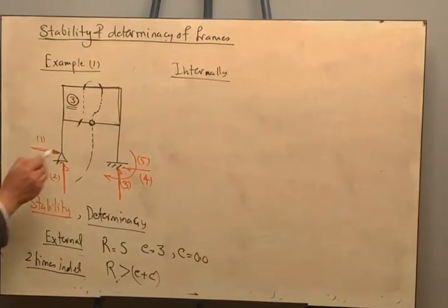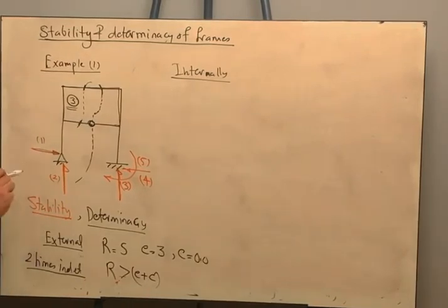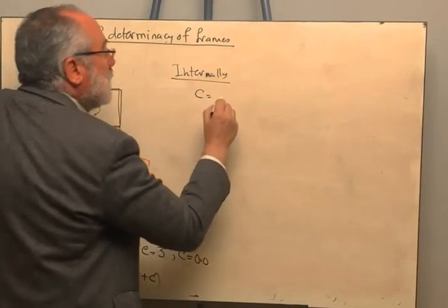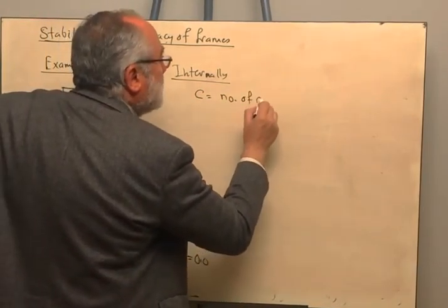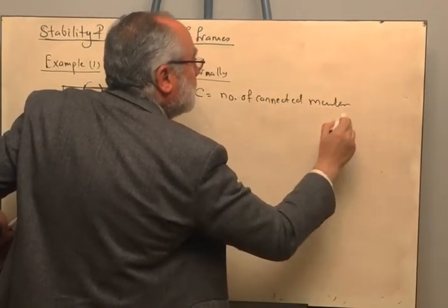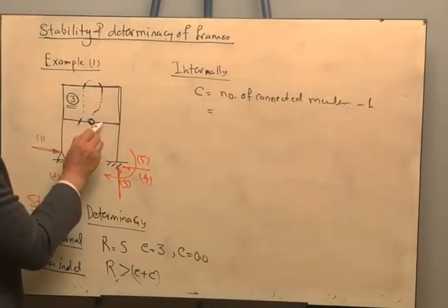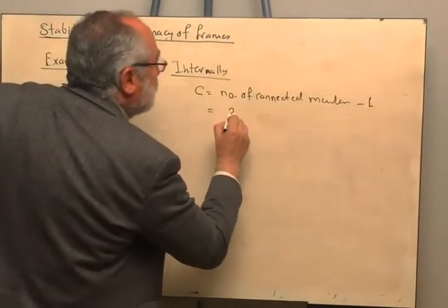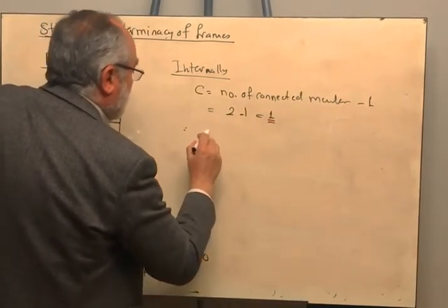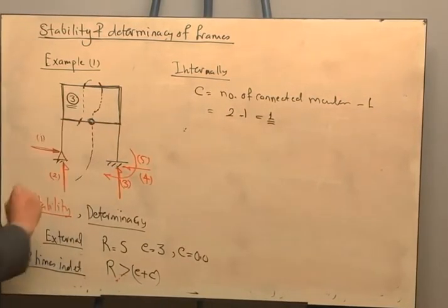But don't forget, you have an intermediate hinge. The intermediate hinge is giving me how many condition equations? The number of condition equations is equal to the number of connected members minus 1. How many members are connected? We have 2 members connected. Therefore this is 2 minus 1, it is 1. Therefore this structure will be 2 times internally indeterminate.